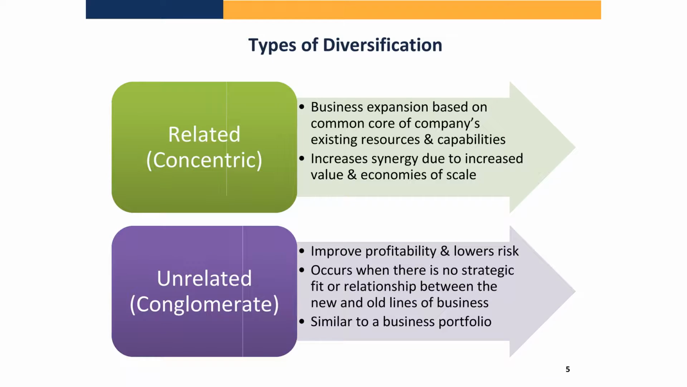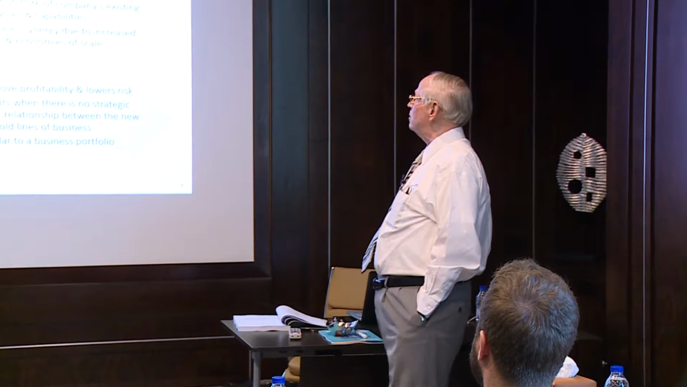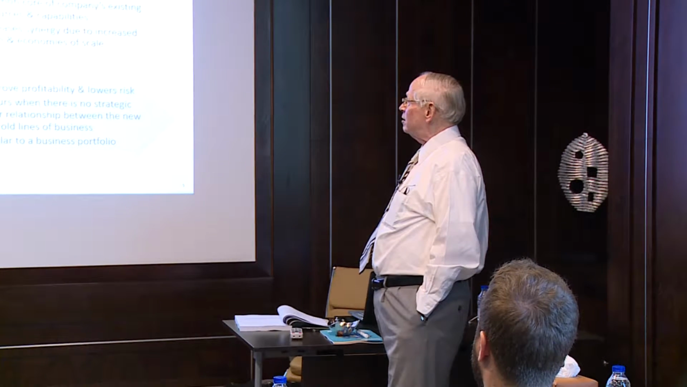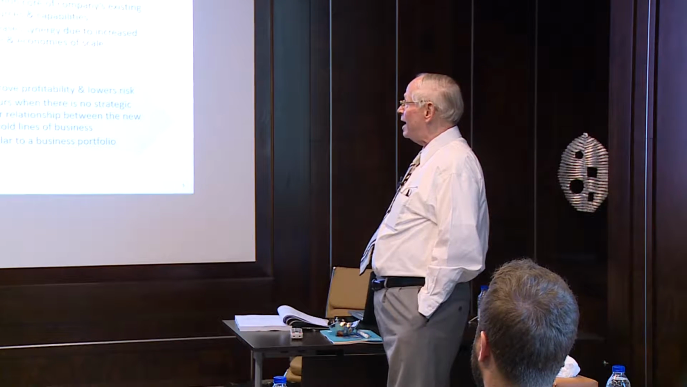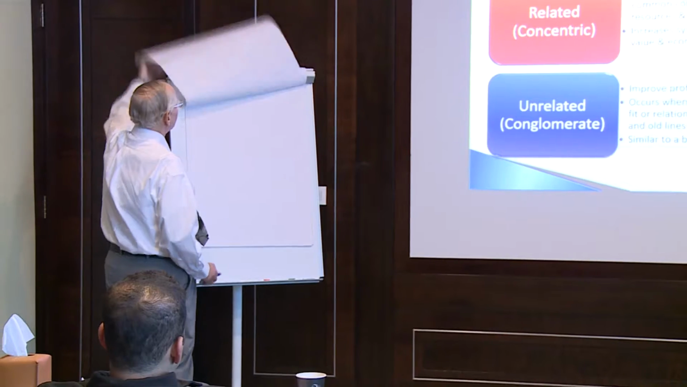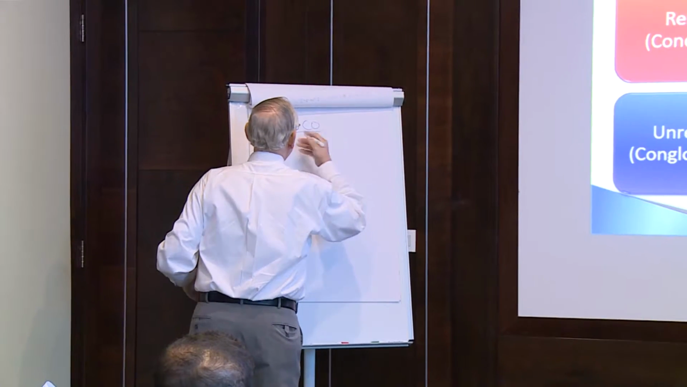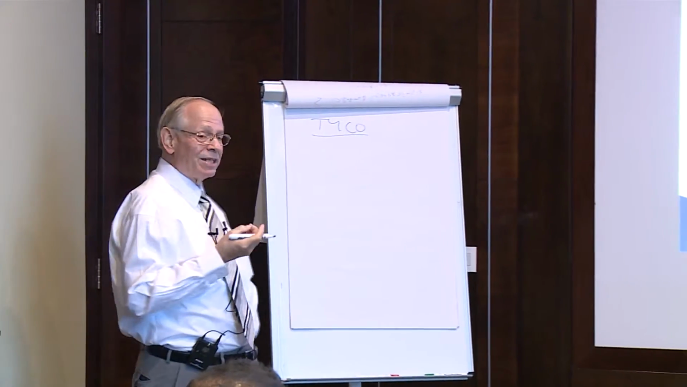There are primarily two types of diversification. You can have related, where you diversify, but you basically have some kind of synergy between your companies, or totally unrelated or conglomerate diversification. So in related or concentric, business expansion is based on a common core of company's existing resources and capabilities, increases synergy due to an increased value and economy of scale. So as an example, I can show you Tyco. Even though Tyco had a variety of diverse products, they were more concentric or interrelated.